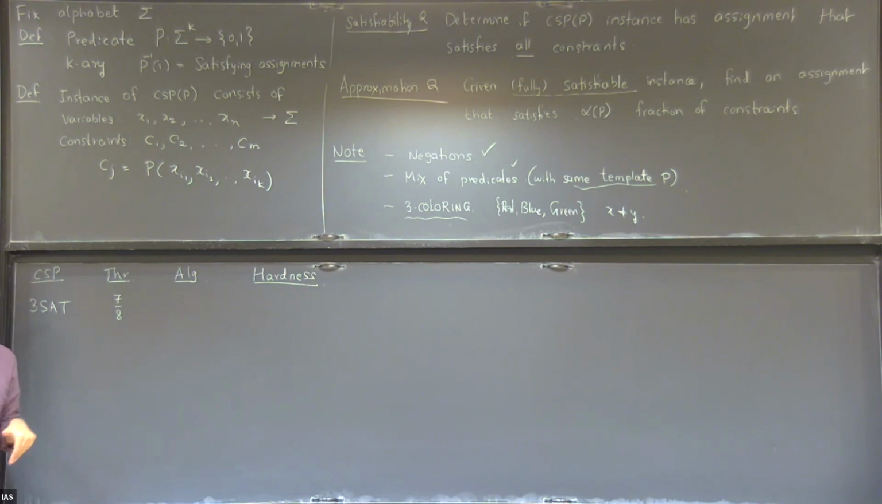So the theorem said that given any predicate like that, there exists an algorithm so that given a satisfiable instance, meaning an instance for which there is an assignment which satisfies all the constraints, we don't know it, assume there is one. Then we can find an assignment which satisfies 7/8 of the clauses for 3SAT, in fast time, in polynomial time.